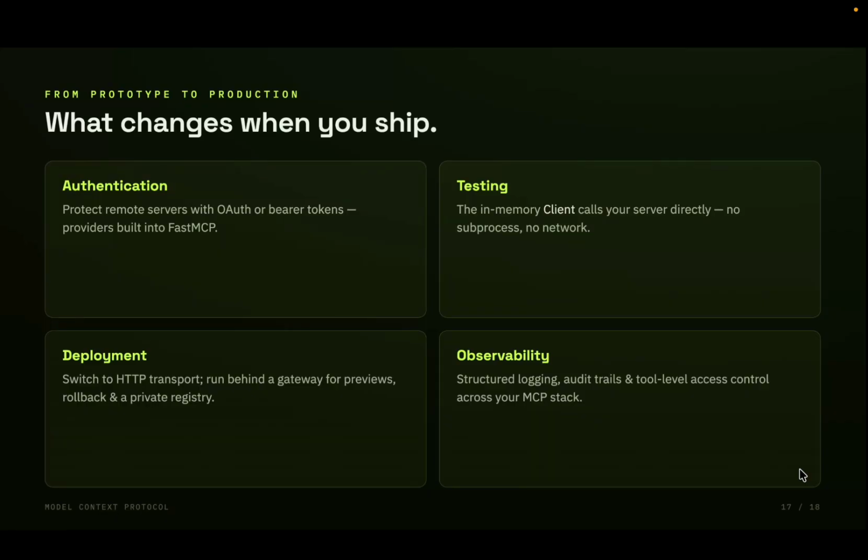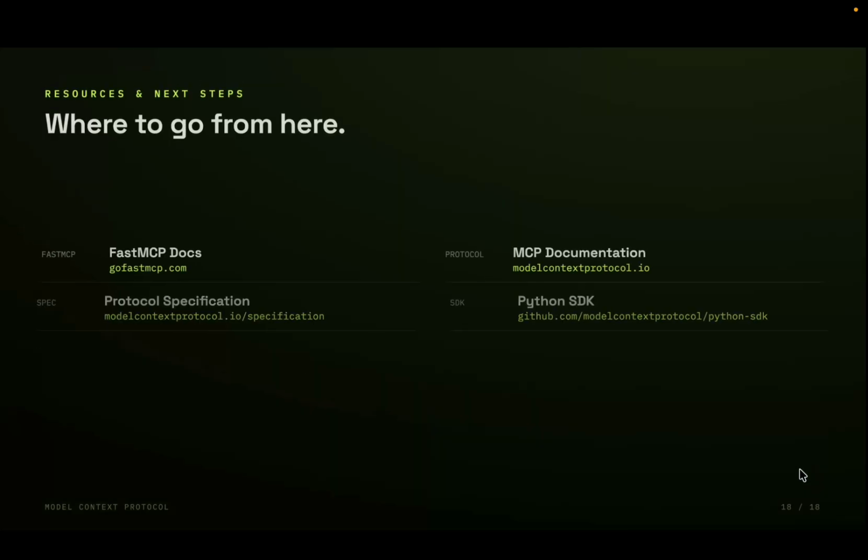Going from prototype to production adds 4 concerns: auth, testing, deployment, observability. Each solves a different production challenge. Build with FastMCP, scale with a gateway.